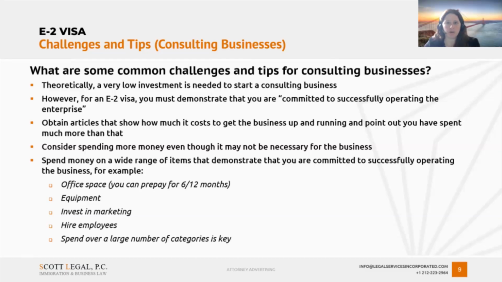As an entrepreneur, you may want to spend as little as possible, and that makes sense. As an E2 investor, you do have to be willing to invest that substantial amount to show the officer that you are committed to successfully operating this business, and that you've irrevocably committed and put at risk the capital to start the business. That being said, we do encourage people to spend money on things that make sense for their business. So one thing to do would possibly be to look out one year, two years. What would you be spending money on? Office space, can you prepay for that? Equipment, if you have employees you're going to hire at the end of year one or maybe in year two, maybe you purchase that equipment now.